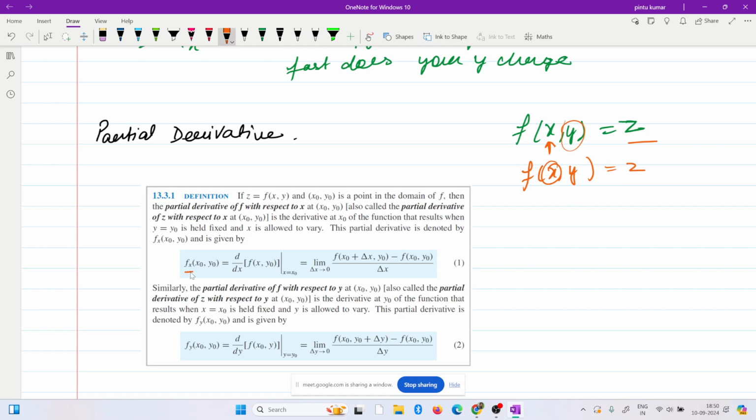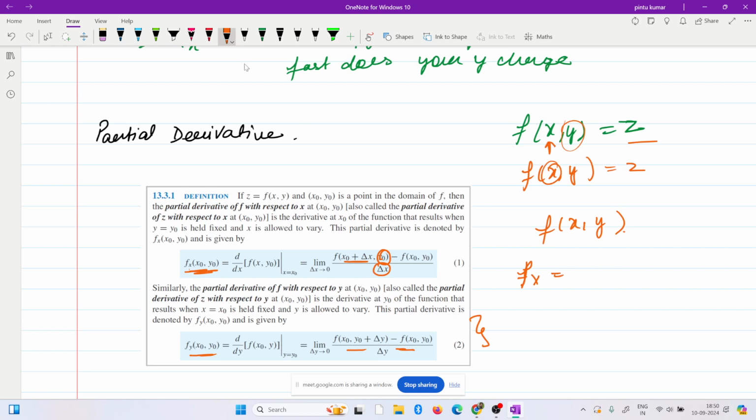So partial derivative with respect to x is given by: if I perturb my x a little bit and keep my y fixed, what is the derivative in that particular direction? Okay. And similarly, you can define your partial derivative with respect to y. An easy way to calculate this is, let's say you have a function of x comma y, and you want to calculate this, which is represented by f of x. This is just a notation.